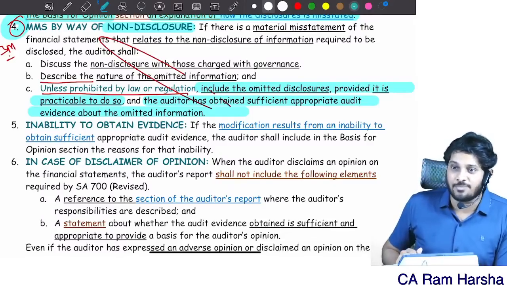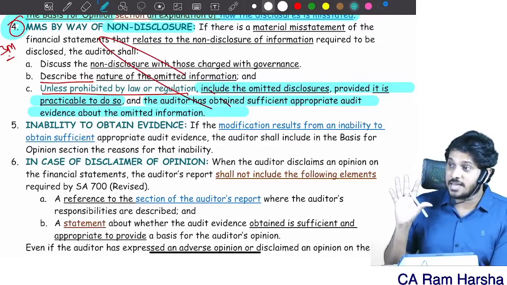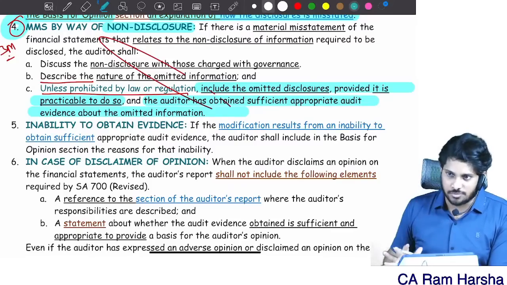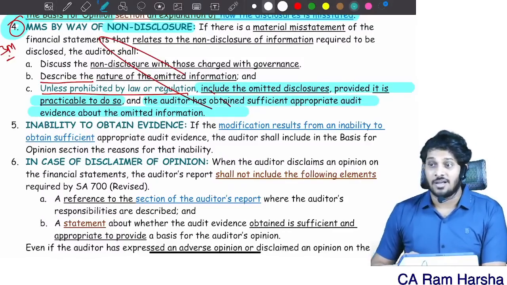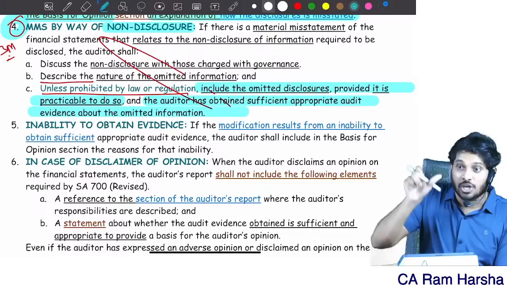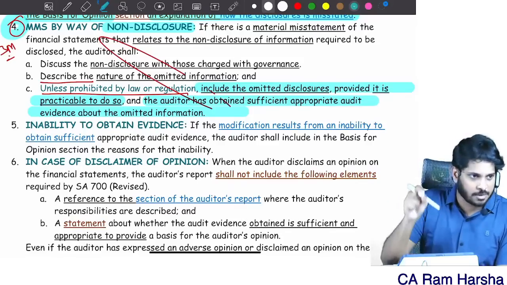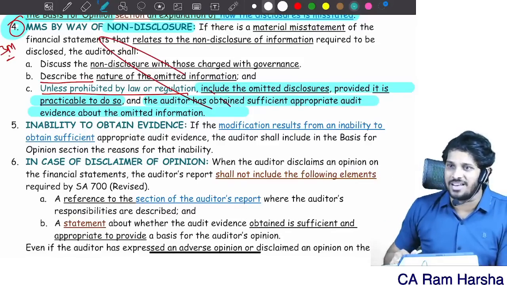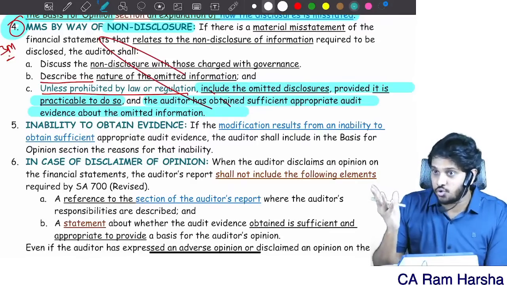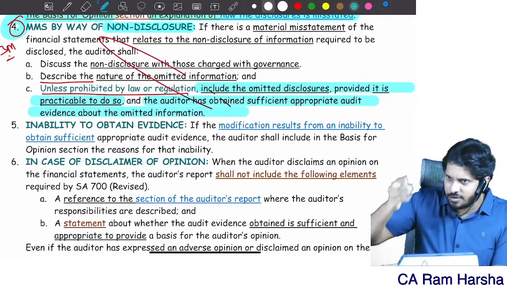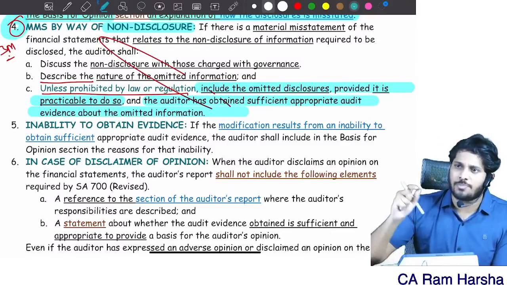Suppose segment reporting, Accounting Standard 17. The company has to give segment information. They didn't disclose. They didn't discuss anything about segment information. Now what should you do? If it is practicable, you design the segment information, get sufficient appropriate evidence about the accuracy of the segment information, then copy paste it in the basis for opinion section. Generally, if that is a very big item, a very big disclosure which they didn't disclose, it is not possible for us to sit and develop that. So generally we don't mention it, we just qualify that. It is not practicable, we will say. Clear?